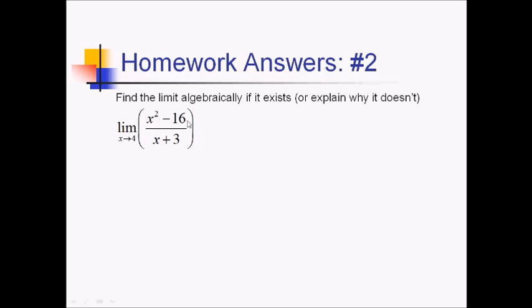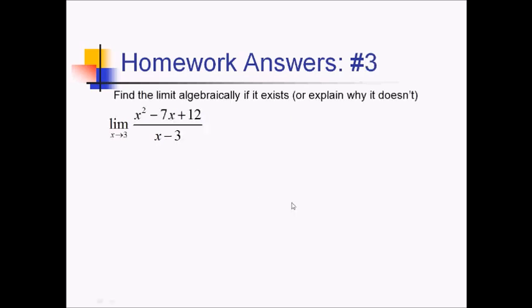That'll be 4 squared minus 16 over 4 plus 3. So 16 minus 16 is 0. 4 plus 3 is 7. We can simplify that to 0. And since we're actually getting a number out of this, that means that this is the limit of our expression here.